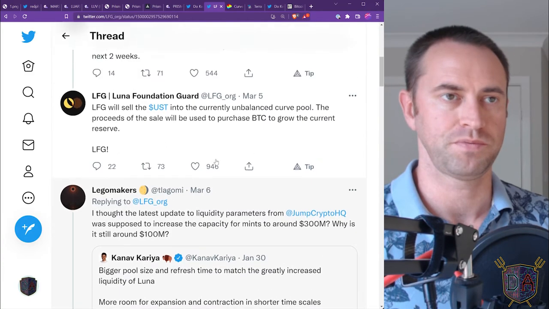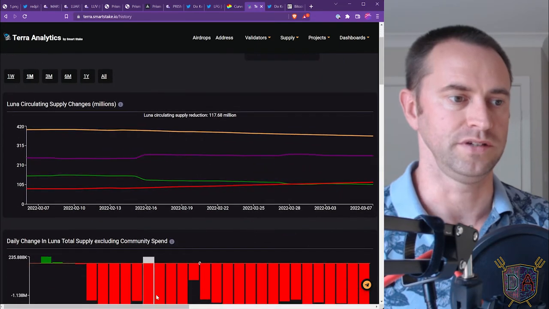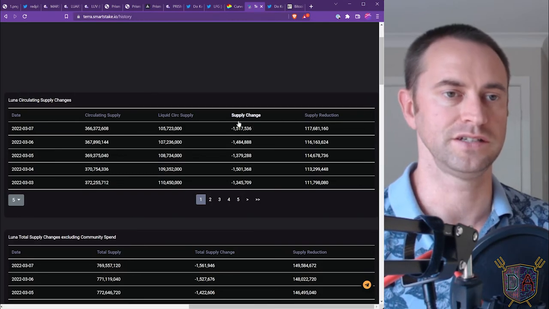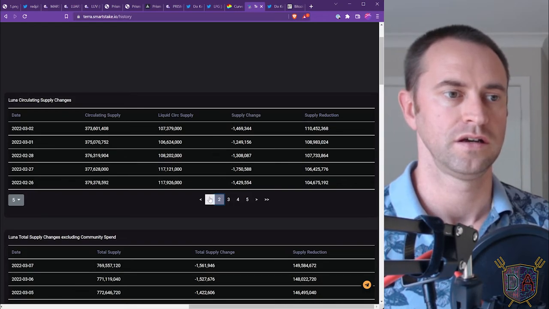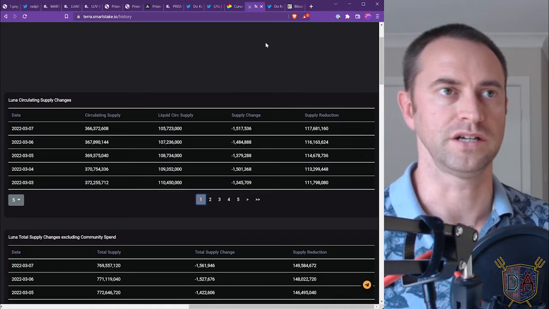So that's pretty staggering. And if you have a look at the Terra analytics, you can see those metrics again. You can see the supply change. We're burning more and more Luna every day, and it's been very consistent over the last sort of 10 or 15 days. So we're just maxing out what we can mint every day, and that's pretty crazy.